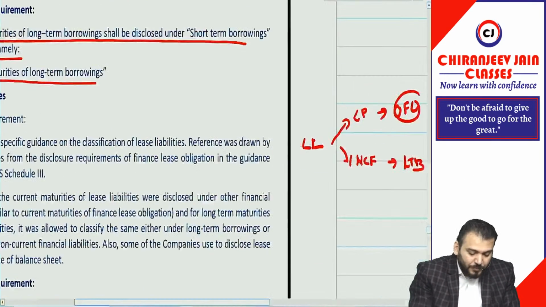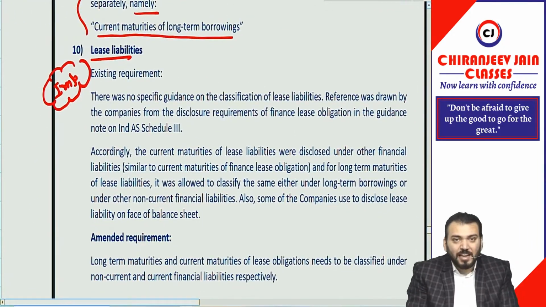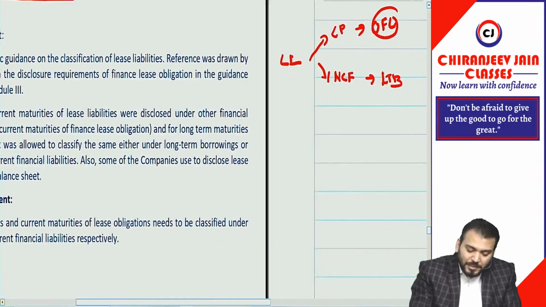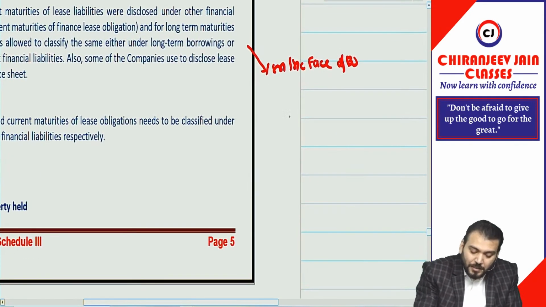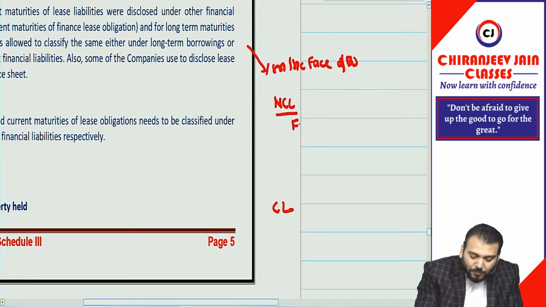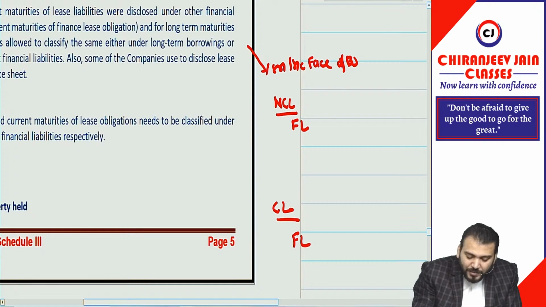Correct. So this is also important, lease liability. Now this lease liability will be shown on the face of the balance sheet, directly. On the face of the balance sheet, we write non-current liability and current liability. Under non-current liability, we write financial liability. Here also we write financial liability.